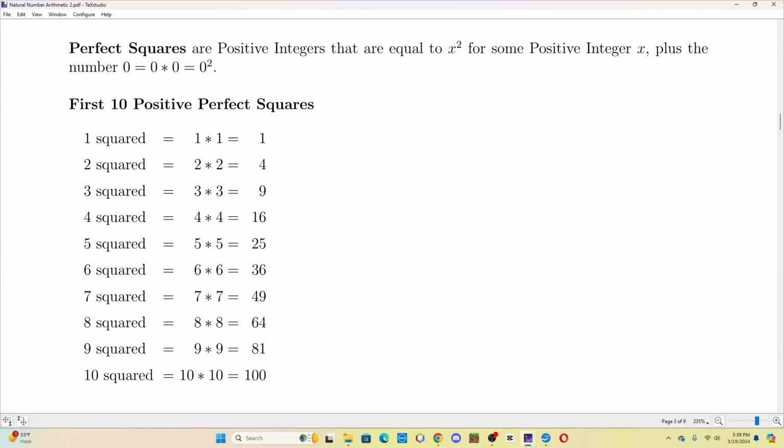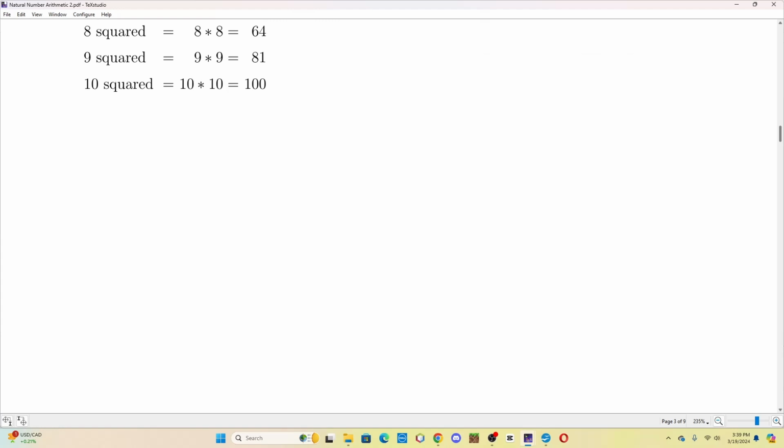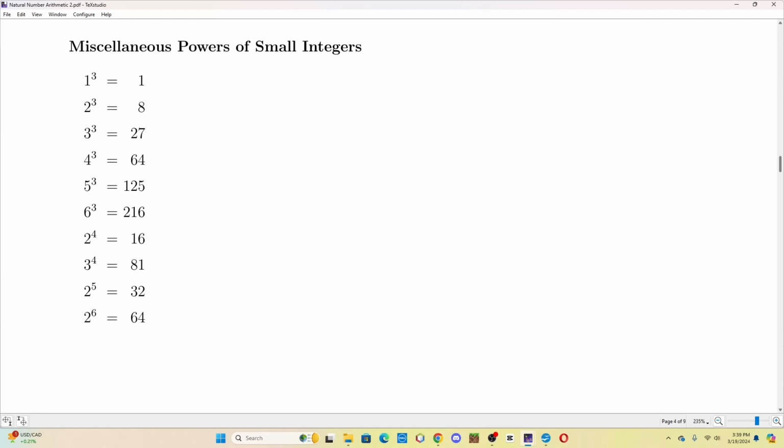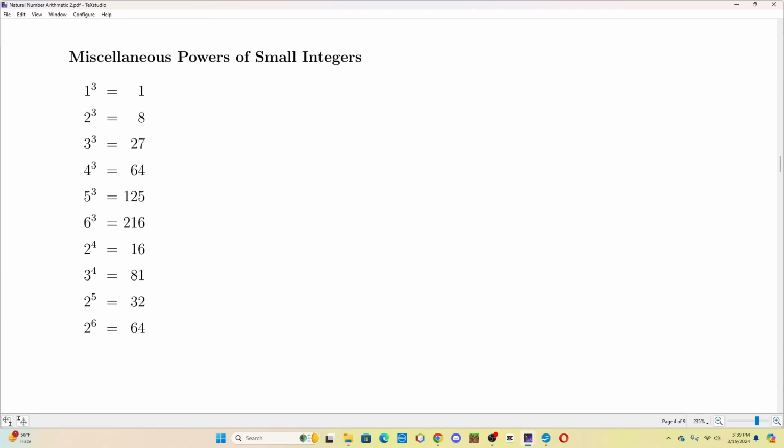Perfect squares are positive integers that are equal to x squared of some positive integer, and the number 0. The first 10 positive perfect squares are listed here. This is a list of other powers that have small answers.